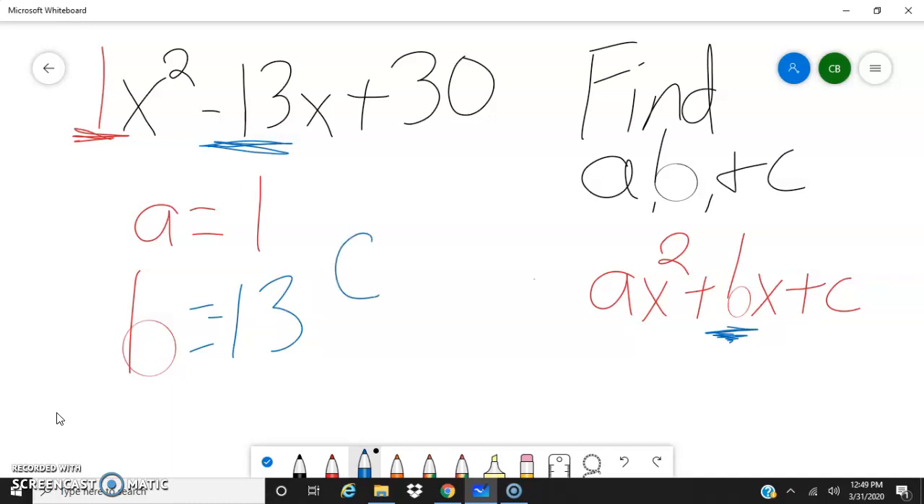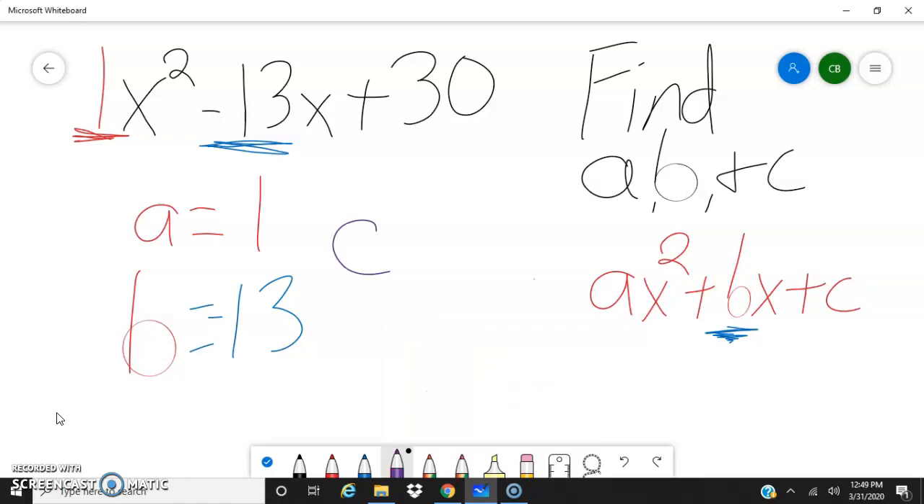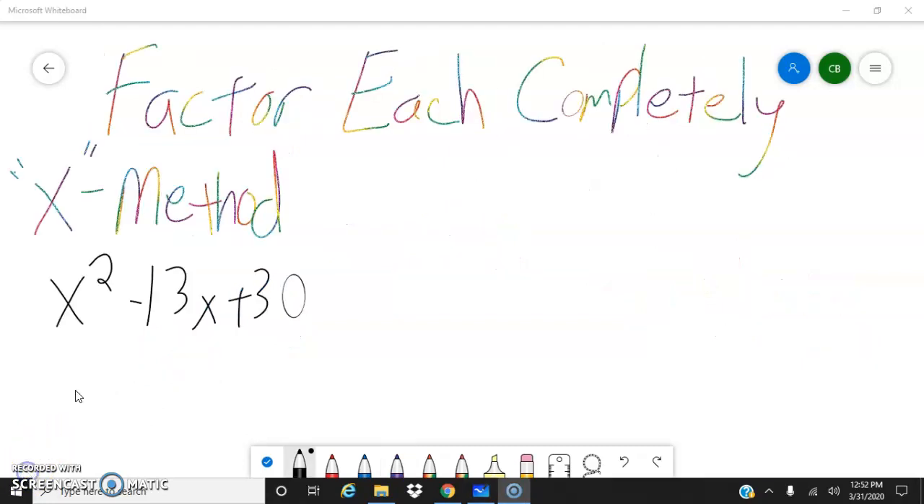Then if we look at c, c is over here. It's the last number. So in this case, c is just going to be 30. So it's essential that we know where each part, a, b, and c, is located in the expression. All right, let's take a look at some examples here.